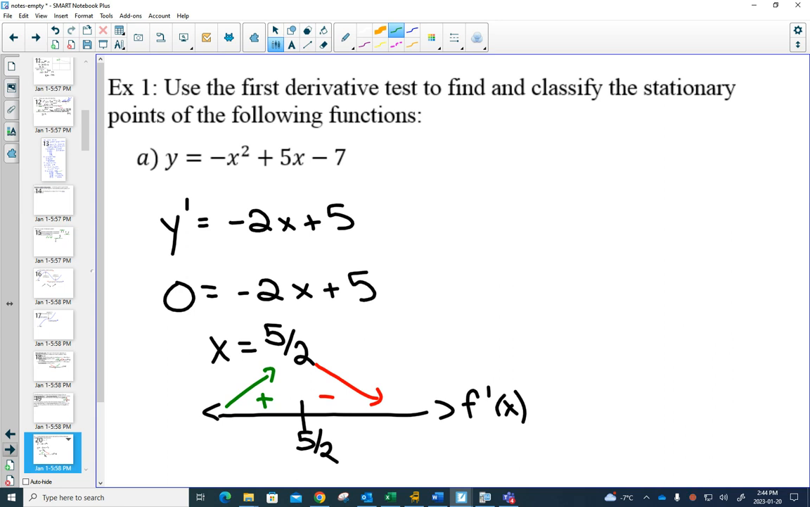If you want to find the coordinates of your point, they're going to be 5 over 2 comma something. That's where you would have to plug it into your original equation. So you would get negative 25 over 4 plus 25 over 2.